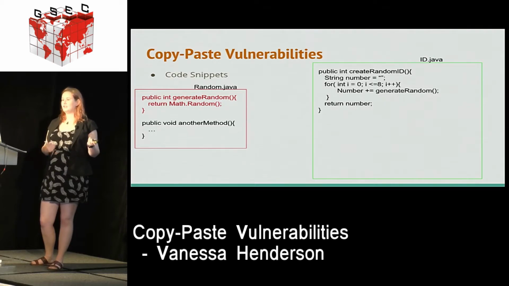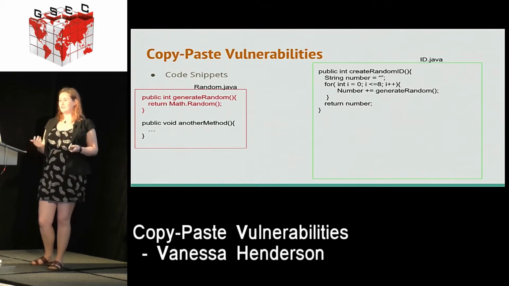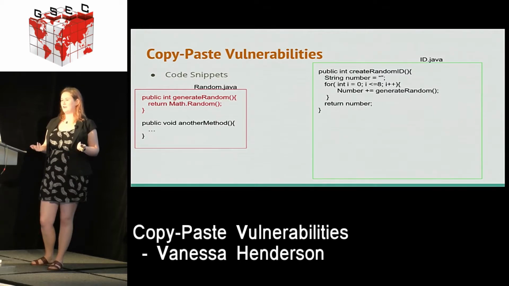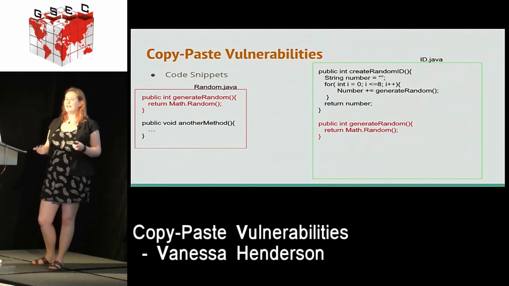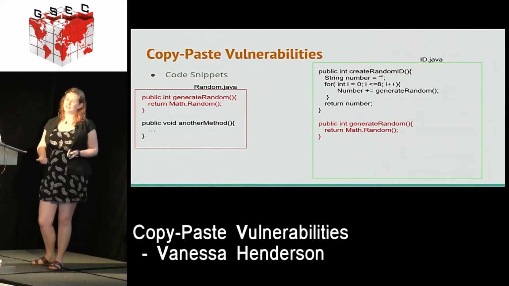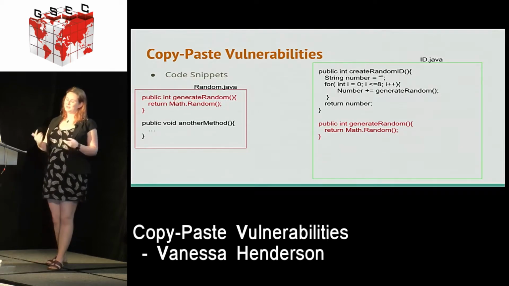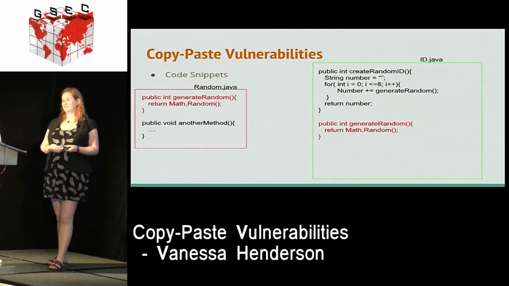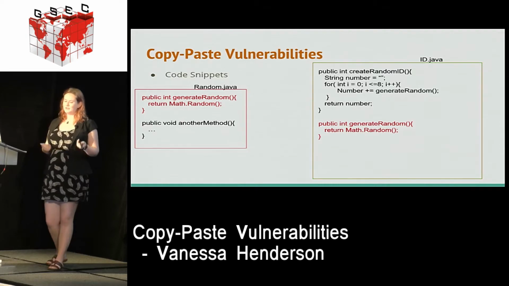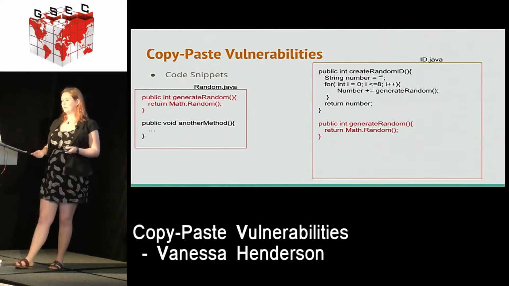So here, I'm trying to generate a random integer to use as an ID, and I didn't know how to generate a random number. And so I take math.random to do this. But at the time, I didn't know that math.random isn't actually true random. It will repeat eventually, and therefore I could get collisions on my ID numbers. And therefore, my ID.java is now vulnerable.